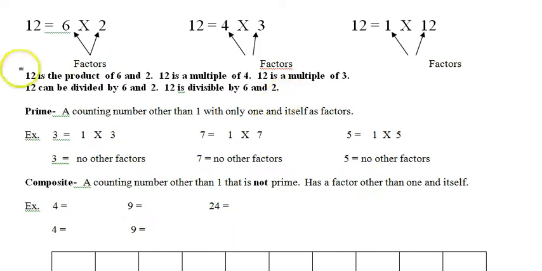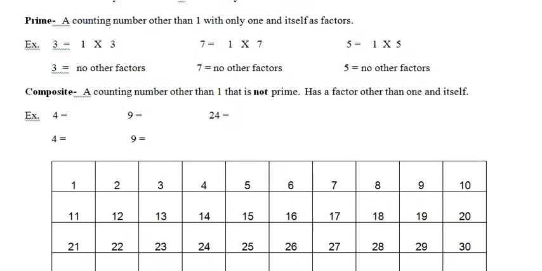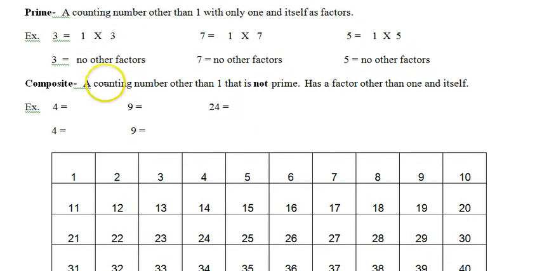Alright, but for today, we have prime and composite. And what is a prime? It's a counting number other than 1 with only 1 and itself as factors. So what does that mean? Well, if you look at 3, factors of 3 are 1 and 3, and that's it. Nothing else is going to divide 3 evenly. It's just 1 and 3, so we call 3 a prime. Same with 7 and 5. These are primes.